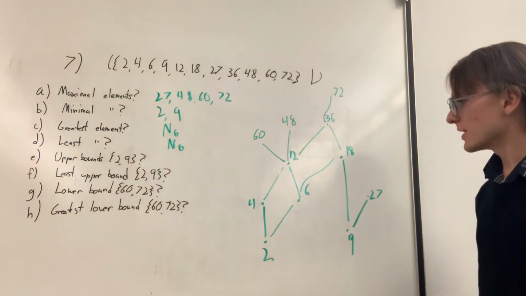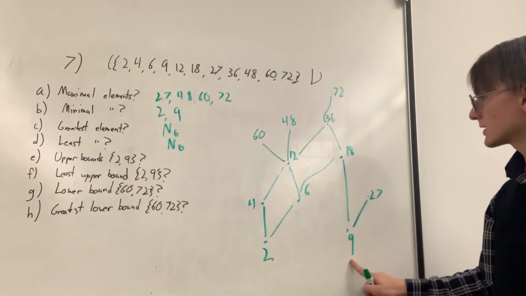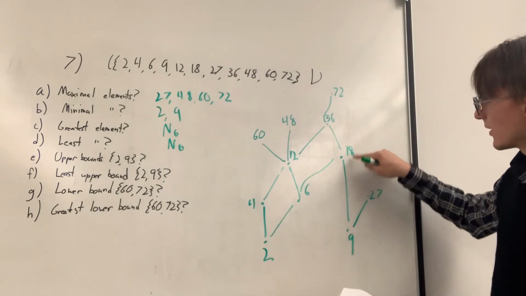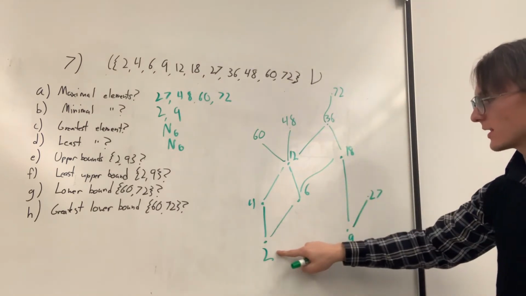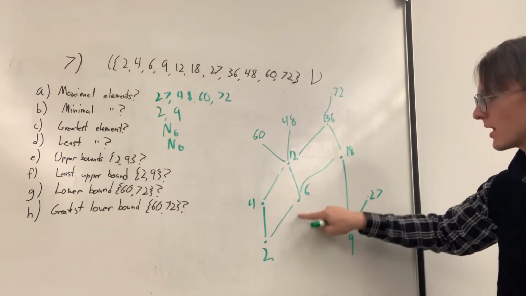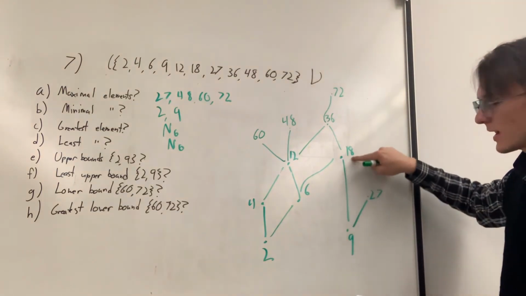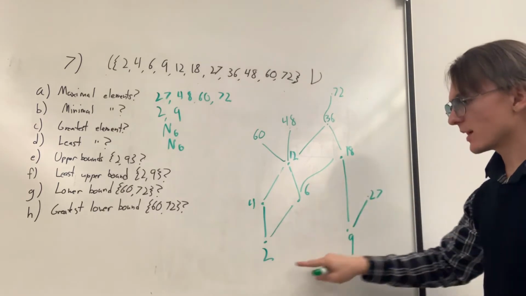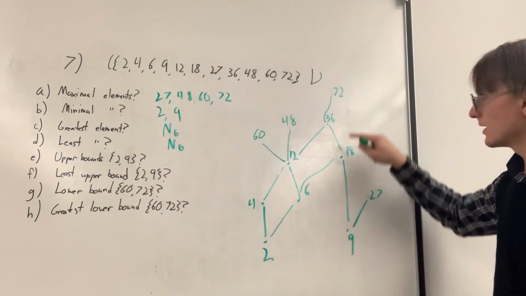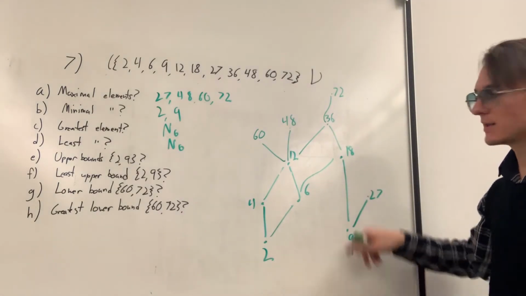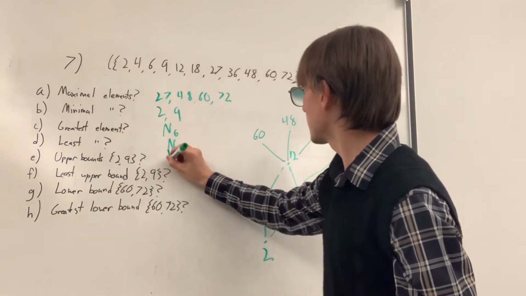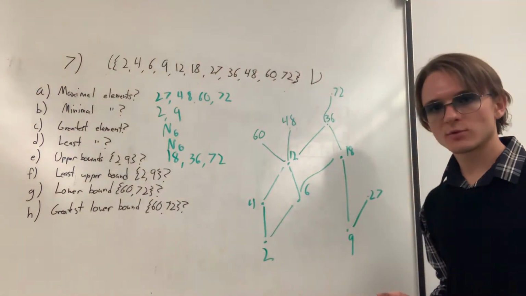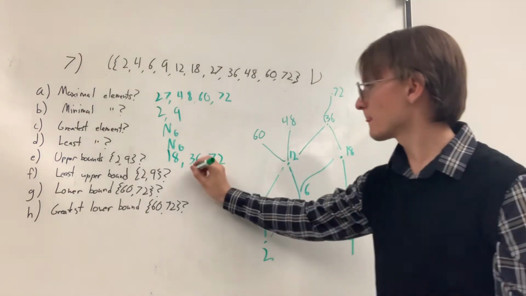Upper bounds of 2, 9? Well, 2 and 9 have the upper bounds of 18, 36, and 72, because we can get to 18, 36, and 72 by going up from 2 and up from 9. In other words, 18 is divisible by 2 and 9. Similarly, 36 is divisible by 2 and 9, and same with 72. 18, 36, 72. The least upper bound would be just the least of those, which is 18.